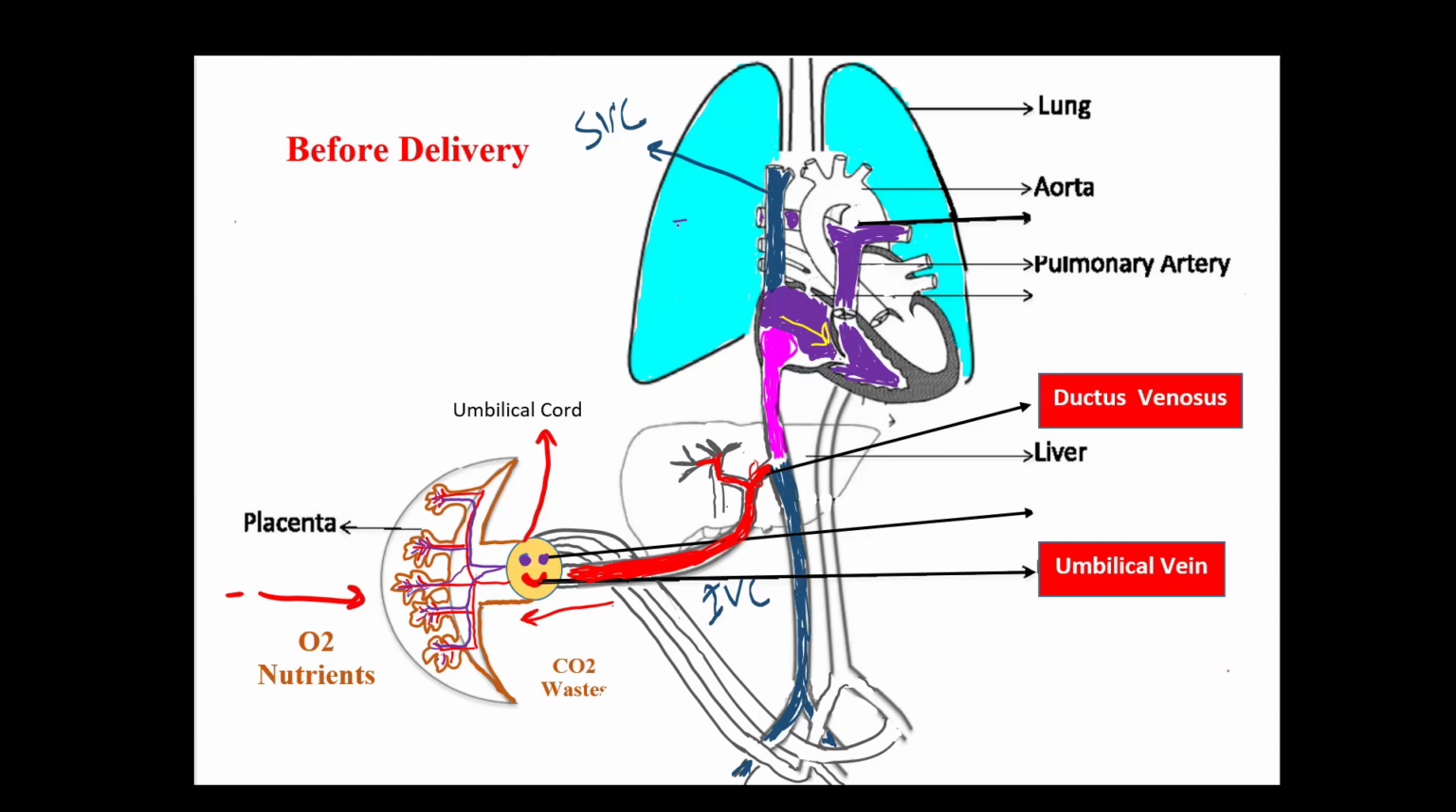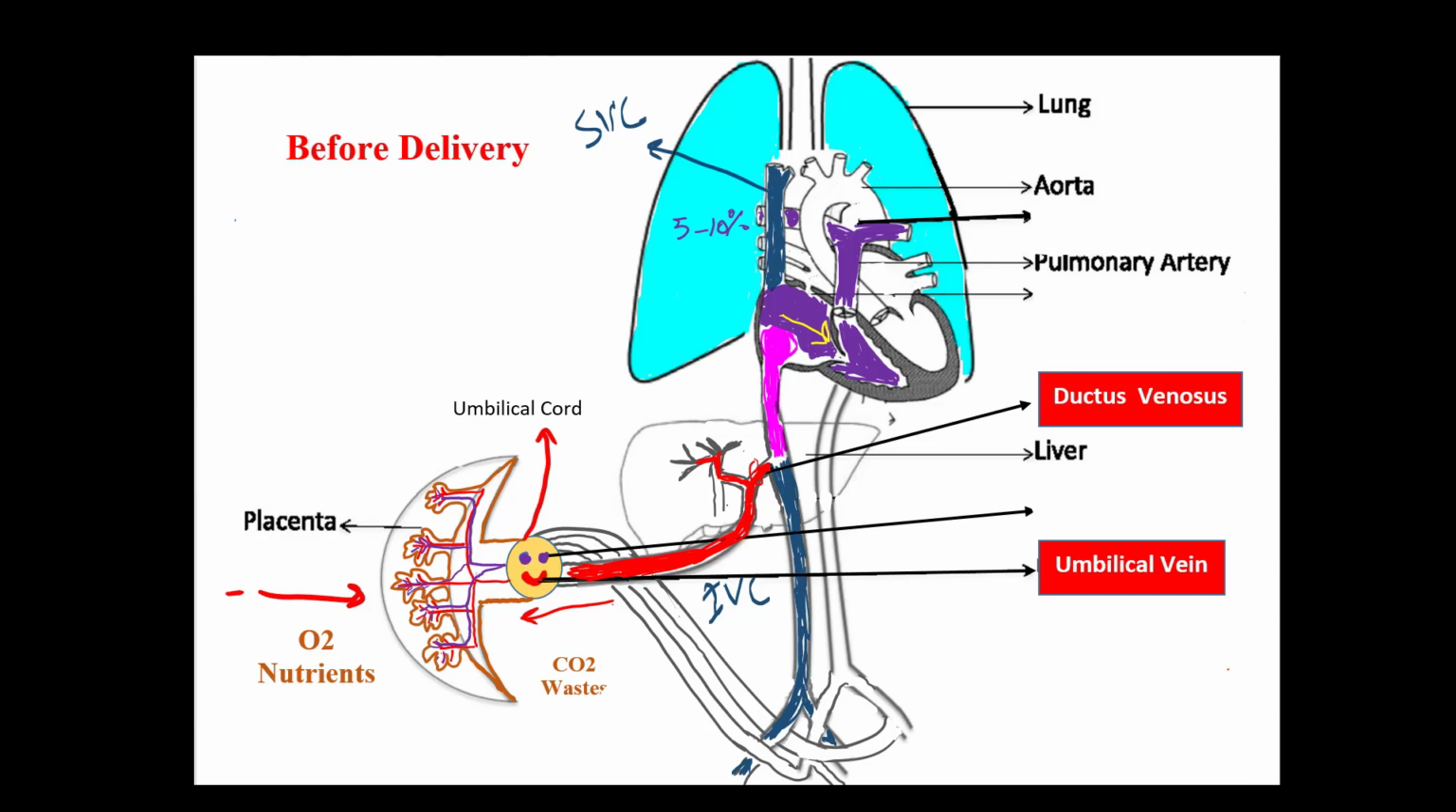Only 5 to 10% of blood coming from the pulmonary artery enters the lung. Why only 5 to 10%? Because the lung of the fetus inside the uterus is full of fluid. The alveoli, the sacs inside the lung, are also full of fluid.